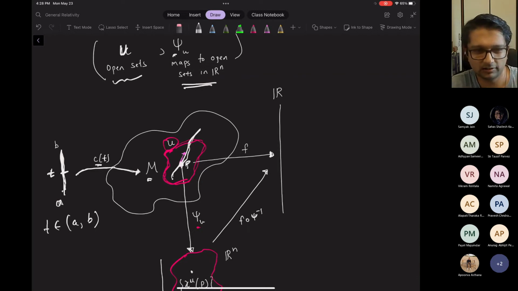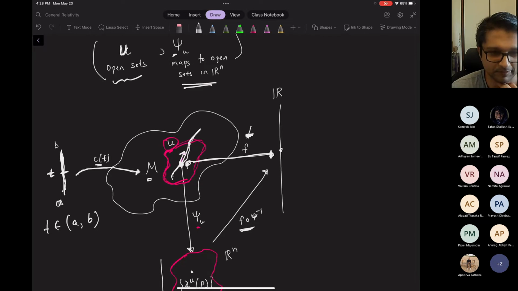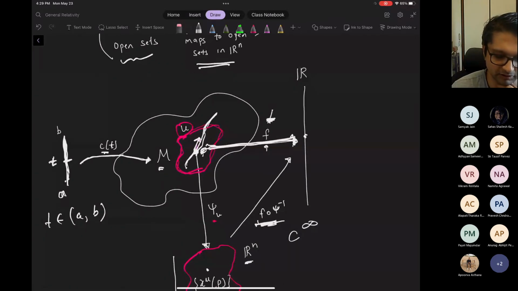Now we can define the tangent vector at P by defining a map from the manifold to real numbers. The entire manifold can be mapped to real numbers through some smooth function f. If I think about f circle psi inverse, that is, I start from this coordinate, invert it to get the point P, and then follow it by f to get a point on the real line, this is a map from Rn to real numbers. If this is a differentiable map, C infinity, infinitely differentiable, then we say that this function f is a smooth function.